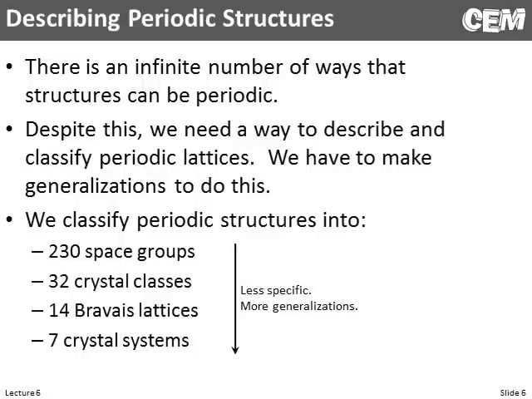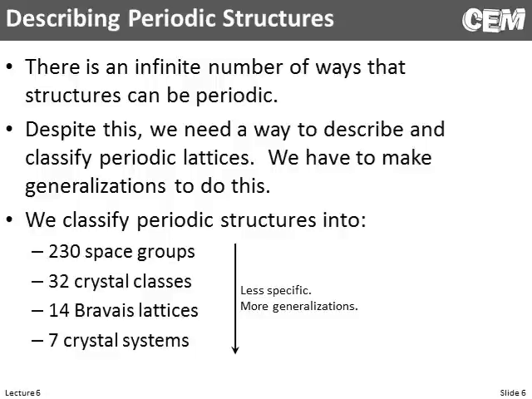It turns out at the highest level, or maybe I should say the lowest level, the most detailed, there are what is called 230 space groups. So this means there's 230 ways in which something can be periodic. If we make some generalizations to that, we can reduce that down to 32 crystal classes. And the more useful are the ones below that. And these are some of the ones you probably have seen in your chemistry classes, maybe semiconductors.